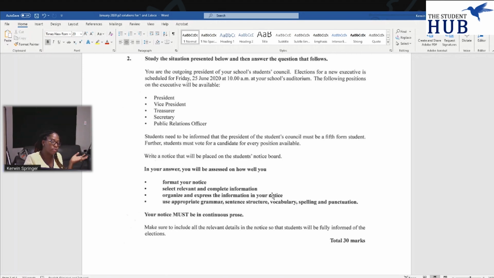Then they have a where. They say your school's auditorium. So we know there's a particular place that this is taking place. We have a what, which is the election. The election is the what. Now, even though CSEC has given us most of the information, we still have to apply ourselves.